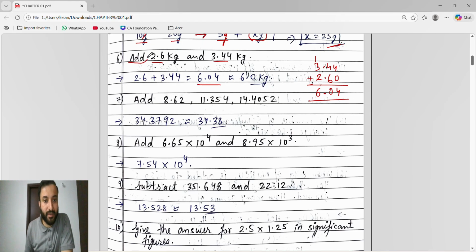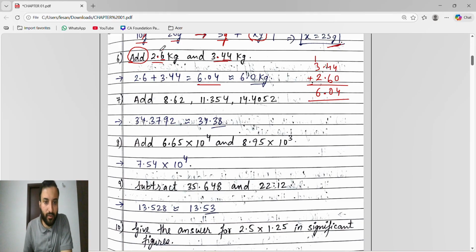But guys, this is addition. In addition and subtraction, the final result should be converted to the fewest decimal places. In multiplication and division, we have to convert the final result to the fewest significant figures. So here this is addition, so we'll convert to the fewest decimal places. After the decimal here we have 1 digit, and here we have 2 digits. Fewest decimal place means smallest number of decimal digits.